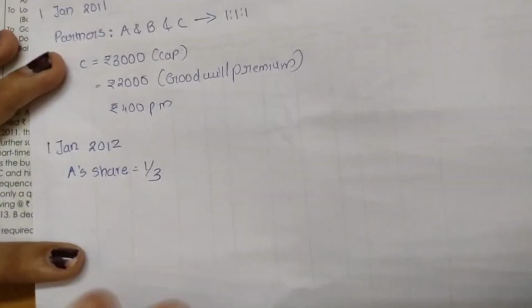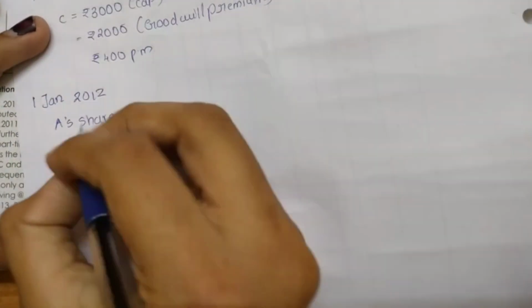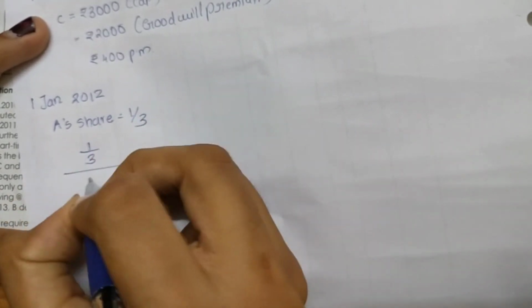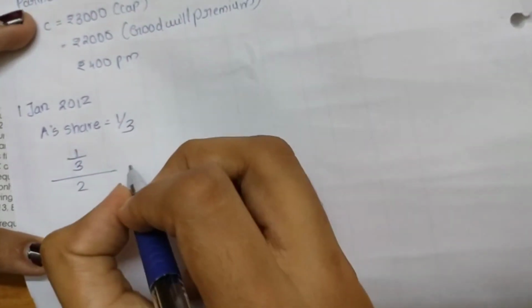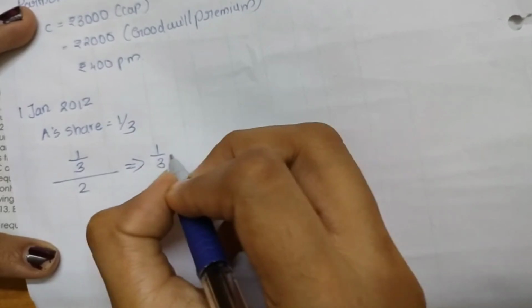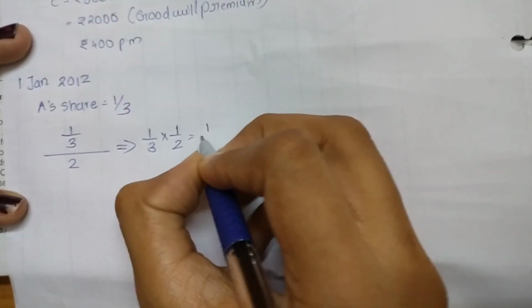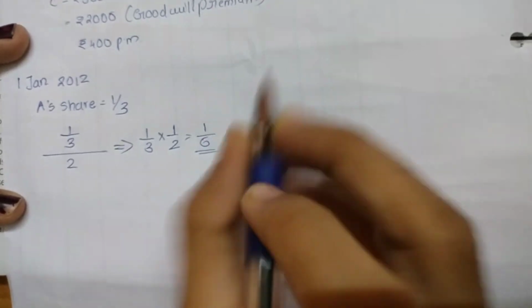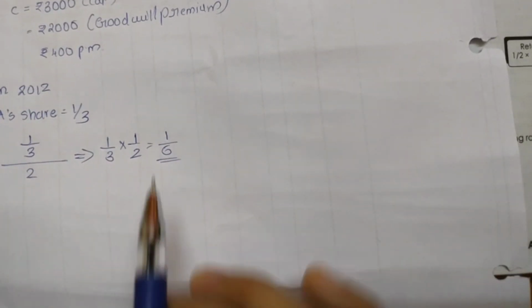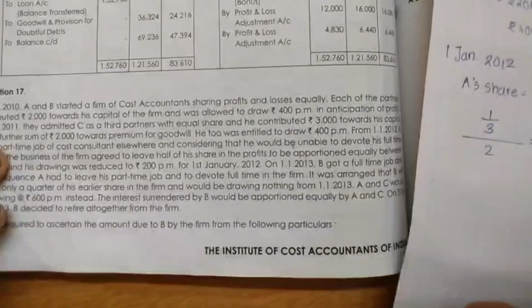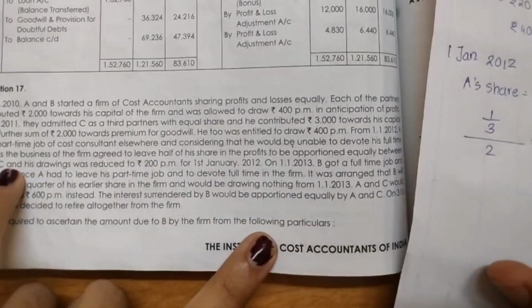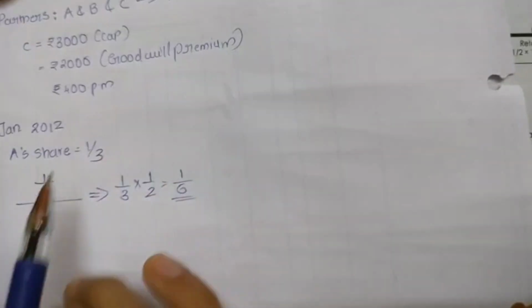What will be half of 1/3? Half of 1/3 can be written like this: 1/3 into 1/2, which is equal to 1 by 6. We have calculated half of A's share, and this has to be apportioned equally between B and C. So let's apportion this equally to B and C.